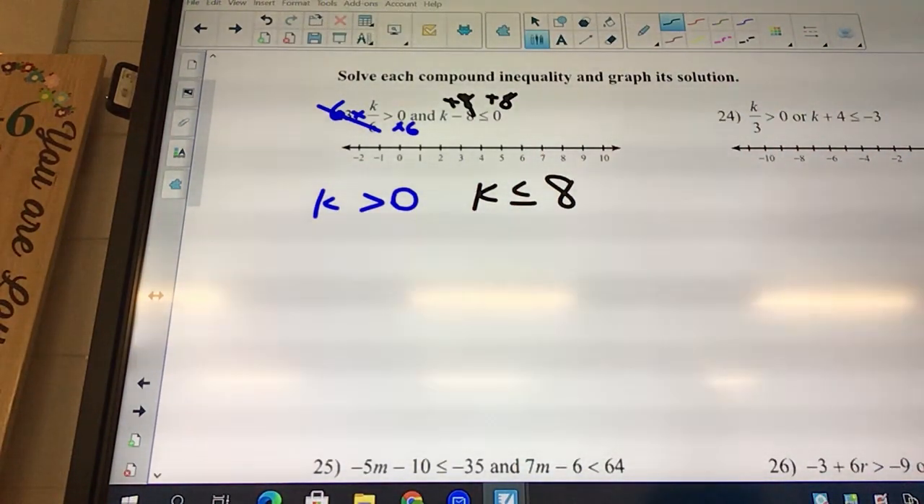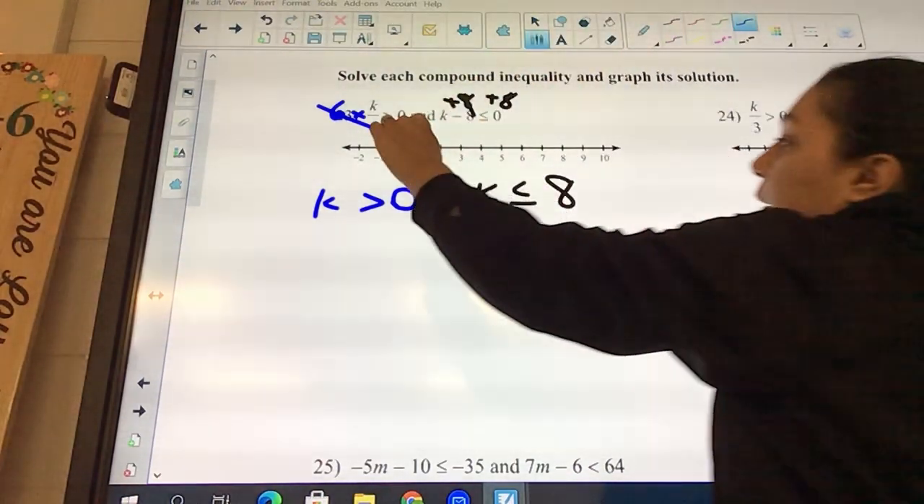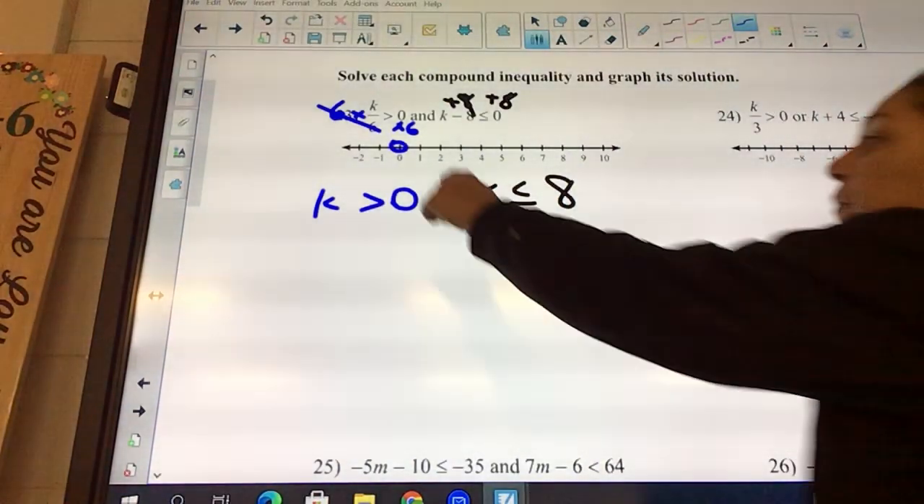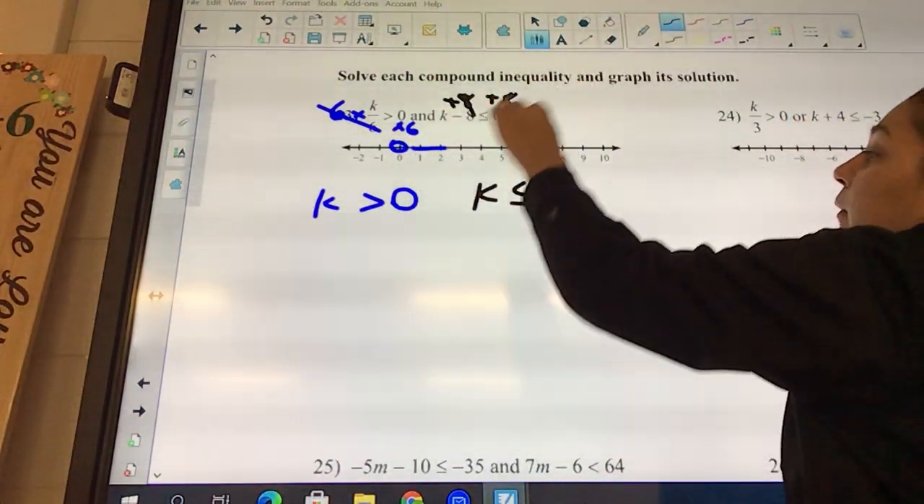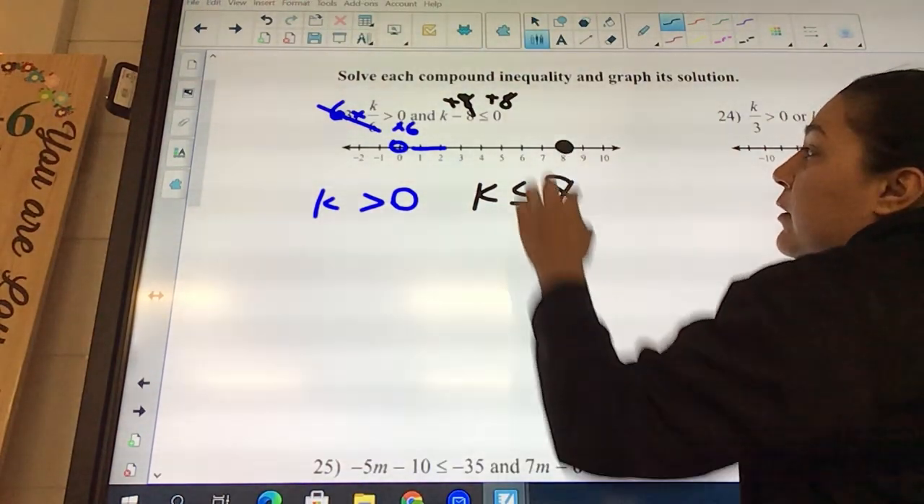Okay, so the k for 0 should be open. And it says k is greater, so it's definitely going to be going this way. Okay, and then this one's going to be closed, and k is smaller, so it's going to be going this way.